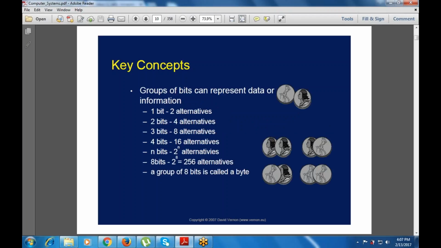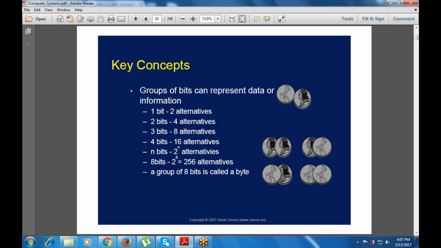The next is group of bits, that is also known as the information or the data. 1 bit is equal to 2 alternatives, either 0 or 1. Then 2 bits, 4 alternatives. Then 3 bits, 8 alternatives. In the same way, 4 bits, 16. So that means if there are n bits, there are a total of 2 to the power n alternatives. And if there are 8 bits, that is 2 to the power 8, that is 256 alternatives.